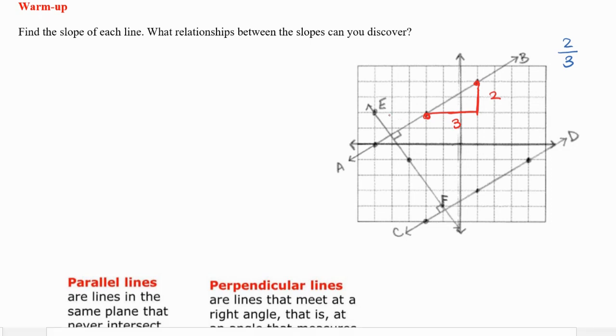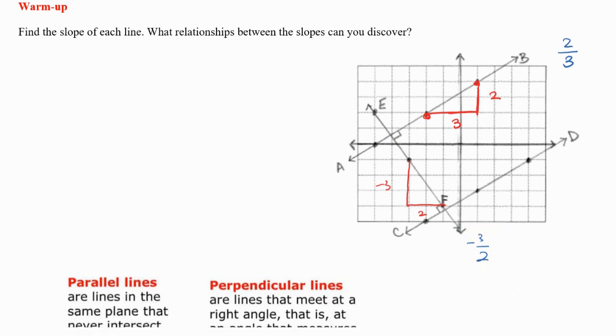And next, look at E and F. So the rise is -3 and run is 2. So if you do rise over run, that is -3 over 2. So everyone, remember this? When the line is going up, that is an increasing line and the slope should be positive. And when a line is going down, that is a decreasing slope and the slope should be negative.